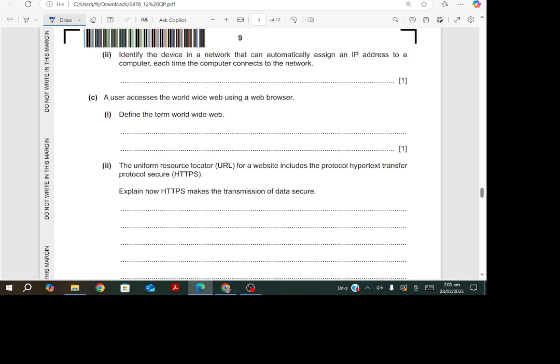Identify the device in a network that can automatically assign an IP address to the computer. Which device is responsible for allocating IP addresses? I have told you. I made you write this definition about the description of the router. It allocates IP addresses to all the devices connected to it. So it means router is the answer.